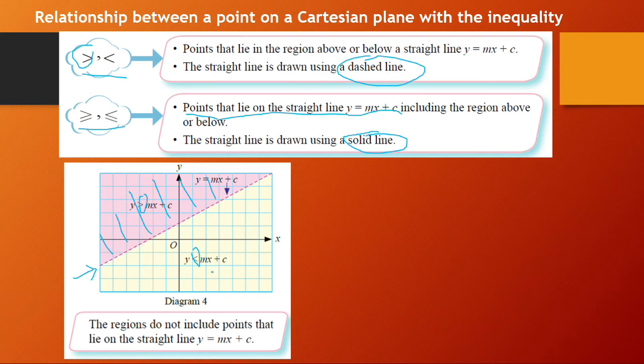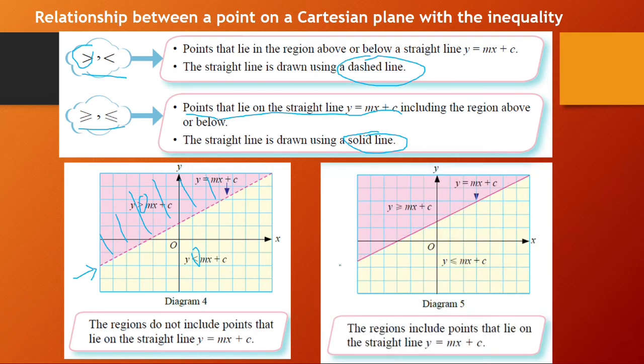Okay, now we look at the second one. This is the straight line here. When it is a solid line, it means that it is for greater than or equal to and less than or equal to. So the region includes points that lie on the straight line y equal to mx plus c. So the points on the straight line are included. For this one, the points are not included.